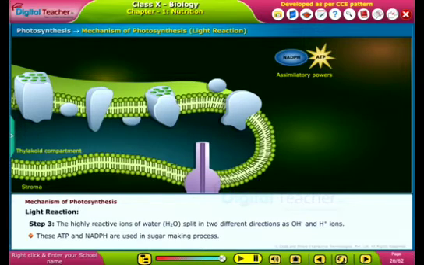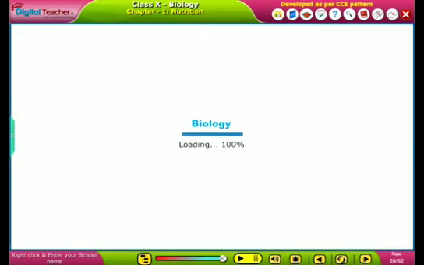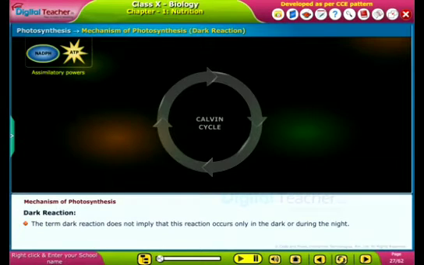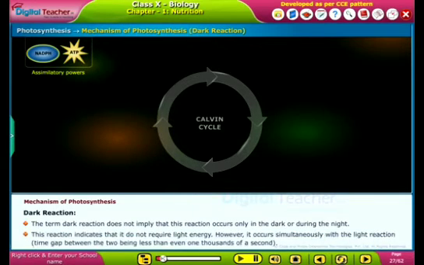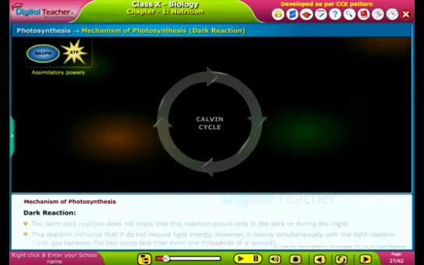Let us learn about dark reaction. The term dark reaction does not imply that this reaction occurs only in the dark or during the night. This reaction indicates that it does not require light energy. However, it occurs simultaneously with the light reaction.